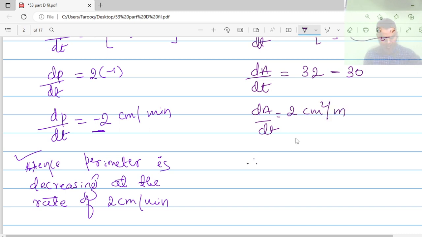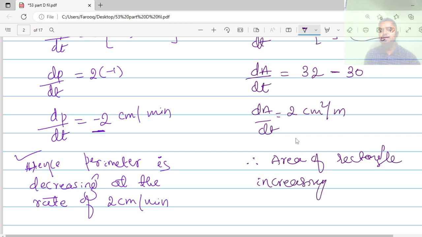Therefore the area of the rectangle is increasing at the rate of 2 centimeter square per minute.